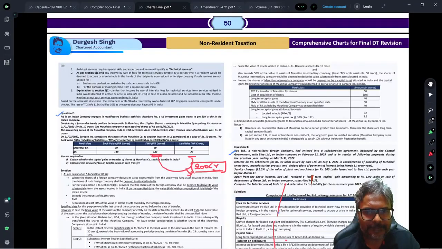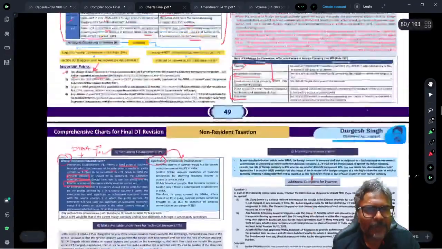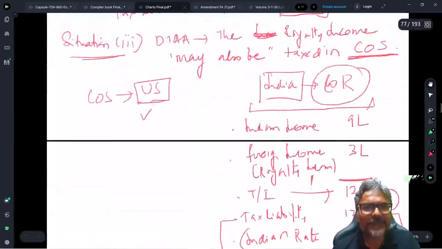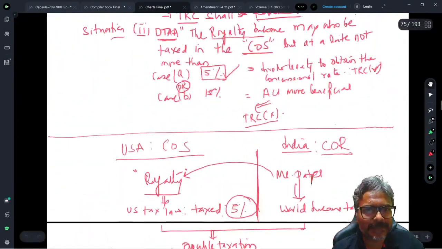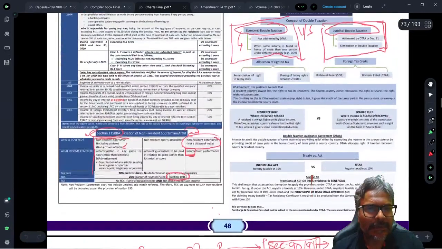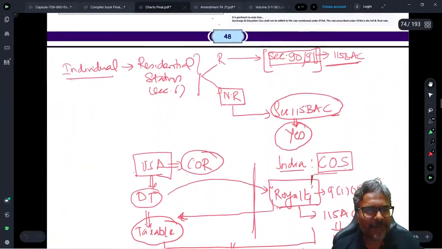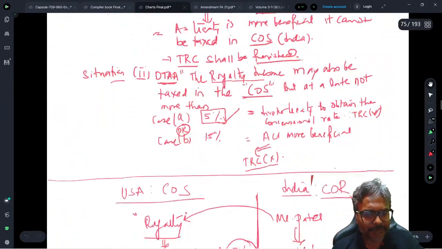Now then, students, let's start with the transfer pricing provision at first. We'll start with the TP provision, students. Transfer pricing provision.